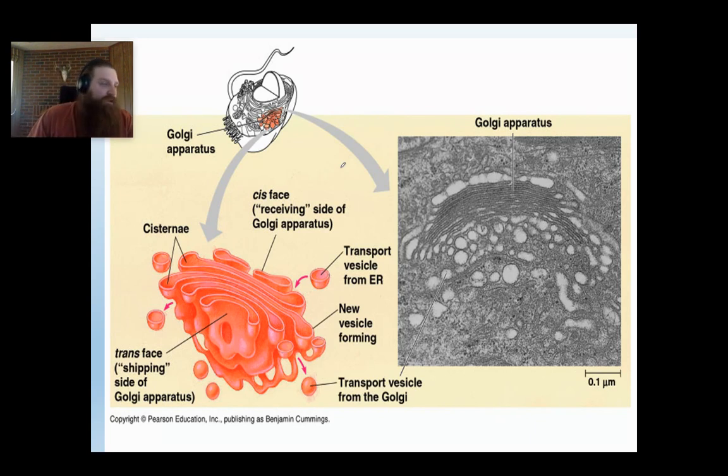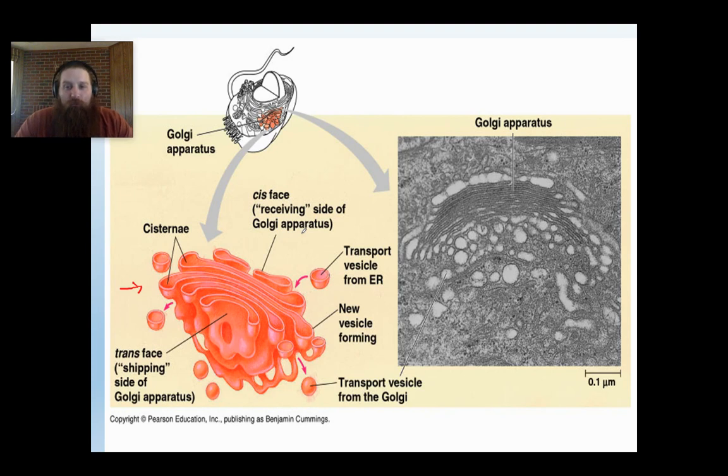Ooh, you can definitely see here the pita bread thing we're talking about, right? Looks like a pita sandwich. And here it is on our microscope image. It's got a cis face and a trans face. The cis face receives packages from usually the rough ER, maybe the smooth ER. The trans face, the other face, is going to ship things out of the Golgi.